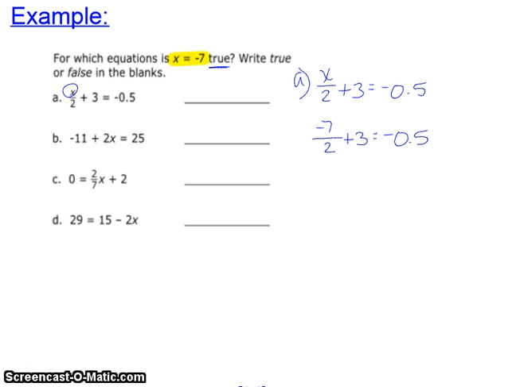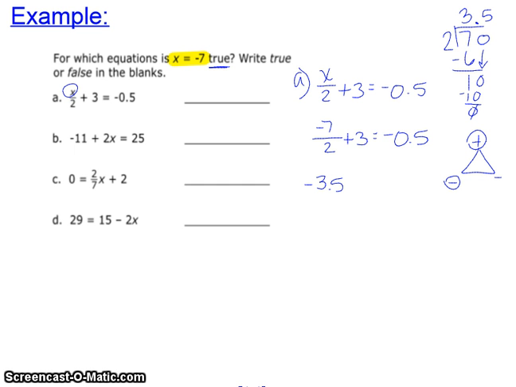If I divide 7 divided by 2, that gives me a decimal because it doesn't go in evenly. 2 goes into 7 3 times. 7 minus 6 is 1. We'll have a remainder, so I put a decimal and add a 0. 2 goes into 10 5 times. So negative 7 divided by 2 is 3.5. And in order for me to determine if it's positive or negative, I use that triangle. We'll have a negative divided by a positive, so I know my answer should be negative. So negative 3.5 plus 3 is equal to negative 0.5. If you notice, I have a negative here and then I have a positive here.